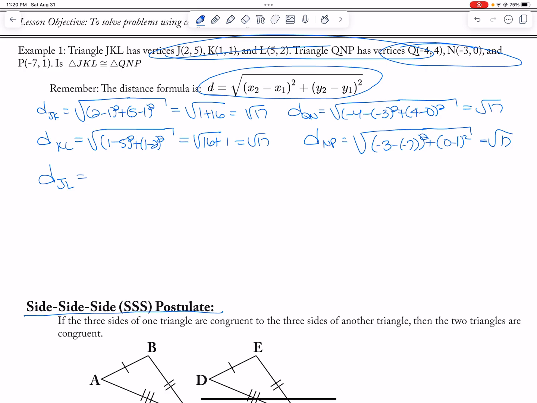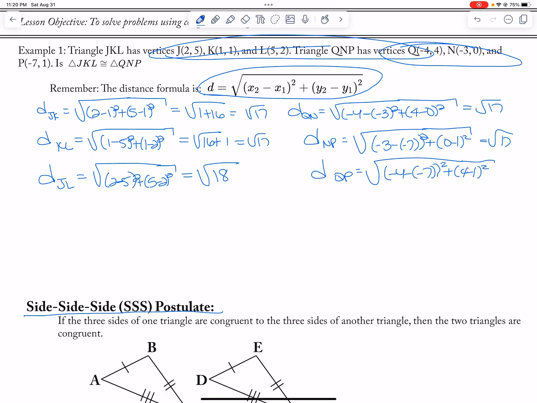And then the last one, they don't all have to be root 17. I go J to L, and I go Q to P. When I do this one, I actually get 2 minus 5 squared plus 5 minus 2 squared, so I get square root of 18. Same thing here: -4 minus -7 squared plus 4 minus 1 squared, so I would get root 18.